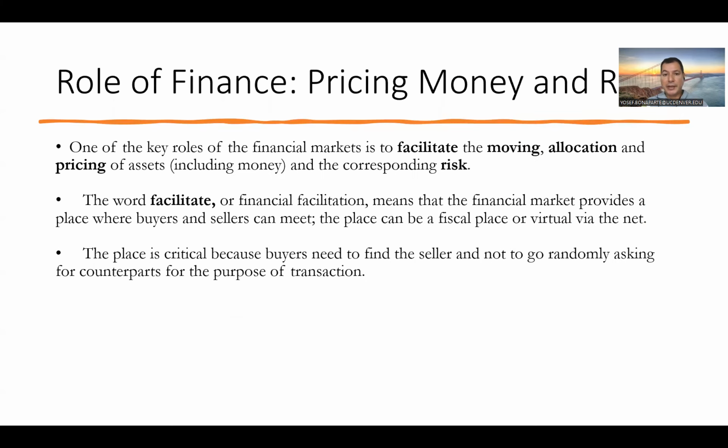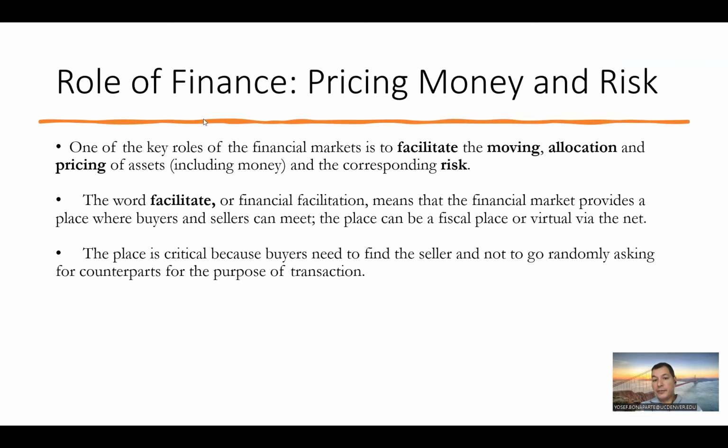Now we're going to go to the role of finance. The role of finance is simple, two things: pricing money and risk. One of the key roles of the financial market is to facilitate the moving, allocating and pricing of assets. Facilitation means that the financial market provides a place where buyers and sellers can meet. The place they meet is a physical place or virtual via the net.